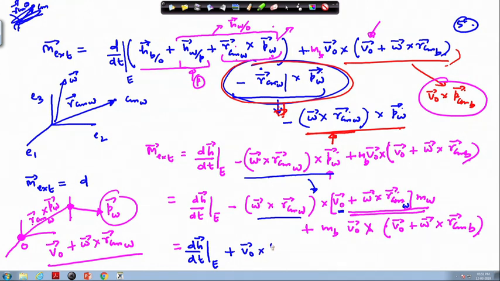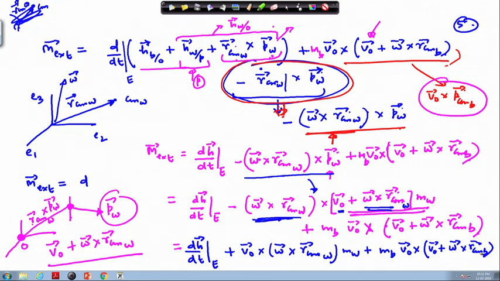So, this becomes v0 cross omega cross r_cm_w, and this term and this term will cancel out, because the cross product of this is omega r_cm_w, and this is omega r_cm_w. So, both of them are the same term. The cross product of the same vector vanishes, and therefore we get here m_w, and this term is here m_b plus v0 cross. So, you see that just a flip of things has simplified the whole thing.